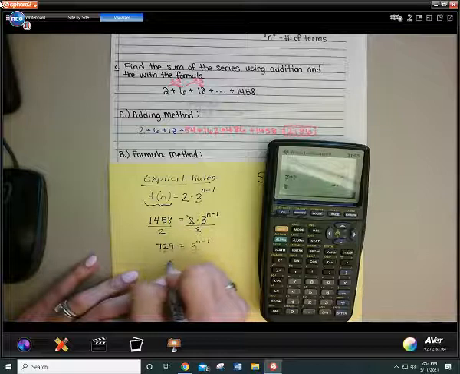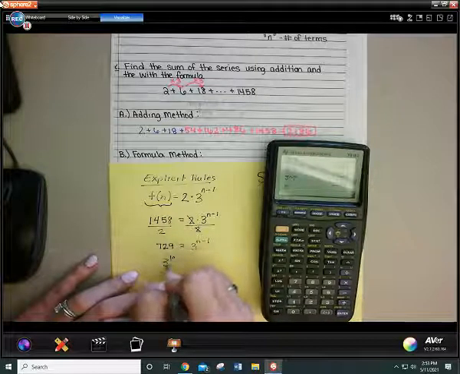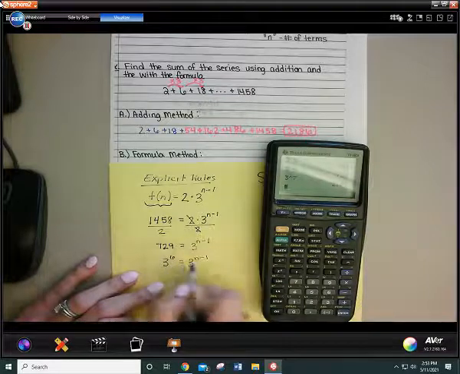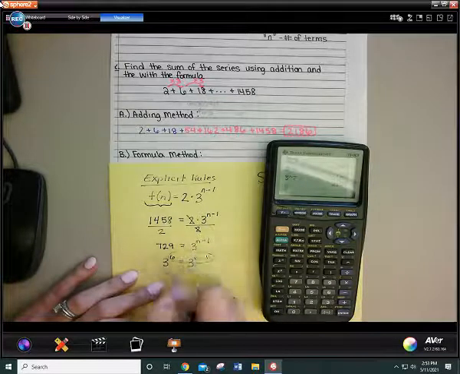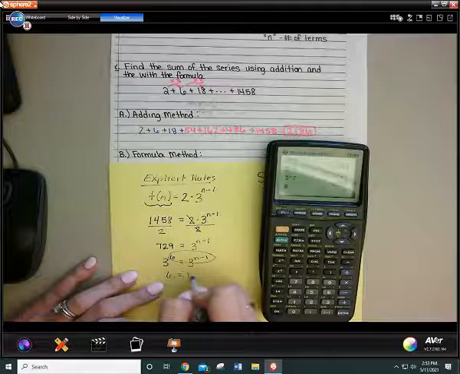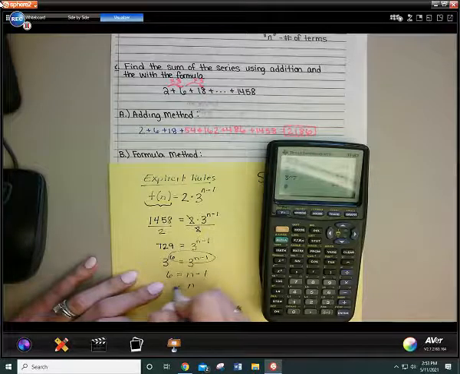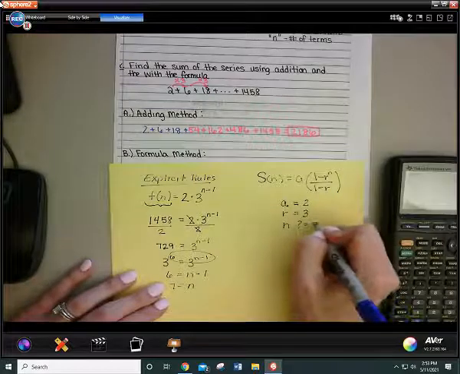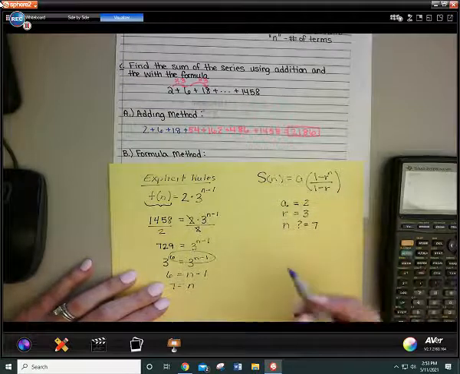So I could write it this way: 3 to the 6th is 729. And if you have the same base, then you can just set the exponents equal to each other. So 6 equals what number minus 1? And we get 7. So now I know that n is 7, and now I can plug all of that in.